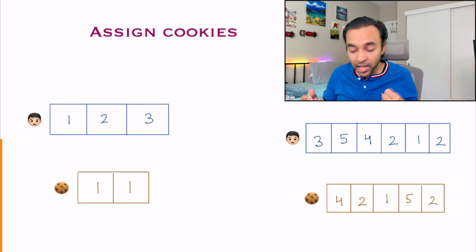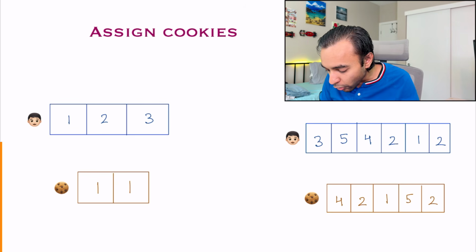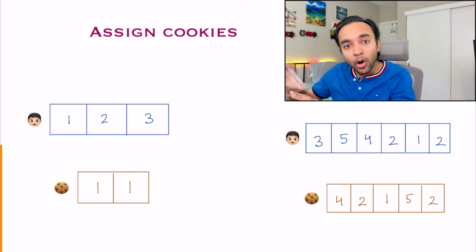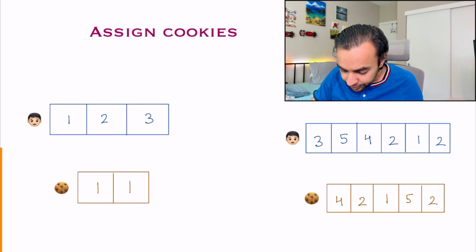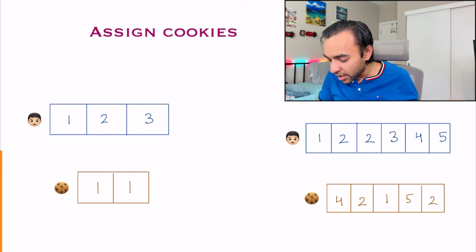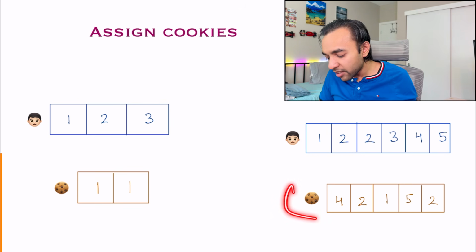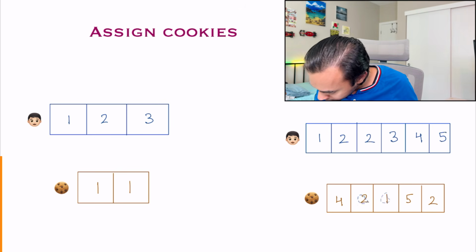But can you satisfy all these 5 children? Let us check it out. How do you go about it? First of all, I am going to sort all of my children's hunger. They are now sorted in ascending order. Similarly, I will sort all of my cookies also.